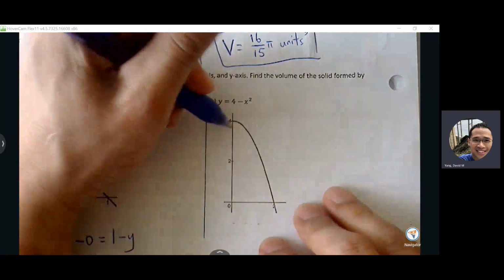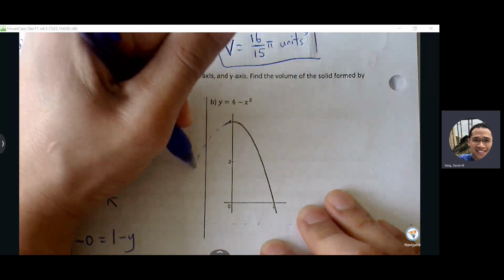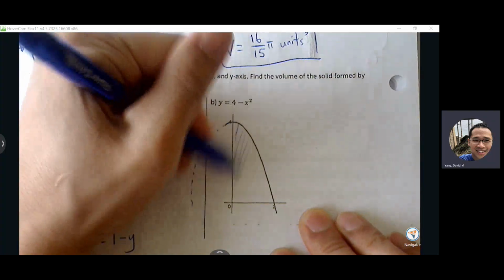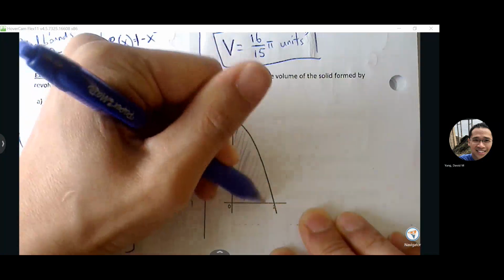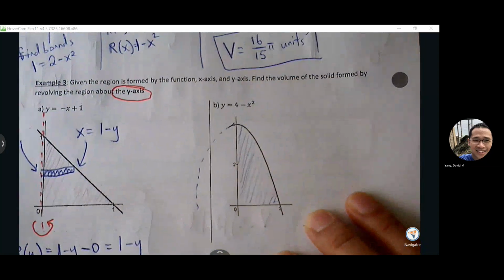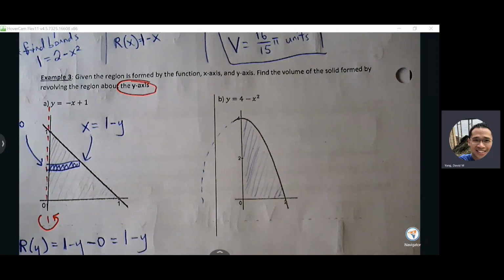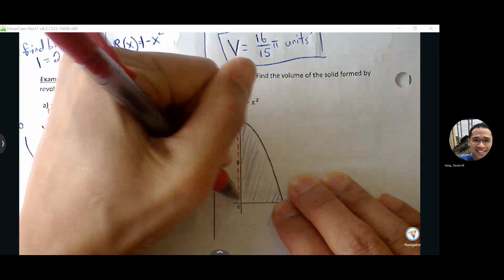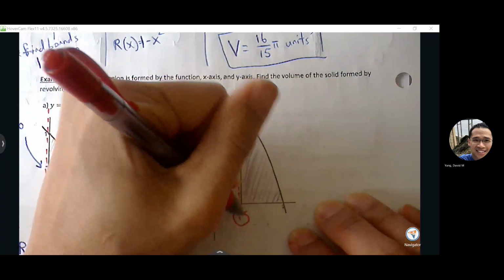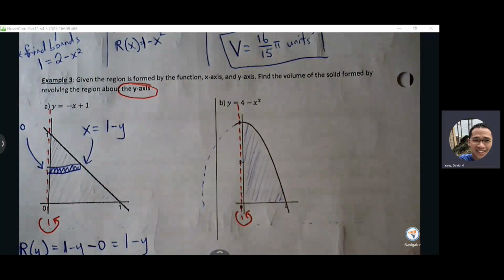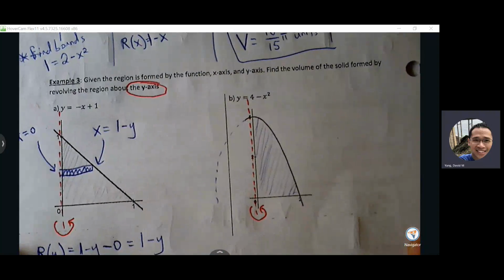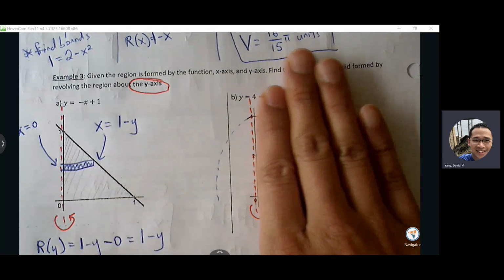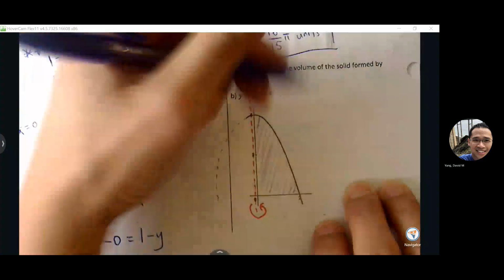4 minus x squared. Now this is really a parabola that extends over here. But we're only looking at this first quadrant region here. All right, we're still rotating around the y-axis. Okay, go ahead and set your pen or pencil on the axis to begin with. Also, you see, this is a flat surface up against the dotted line.